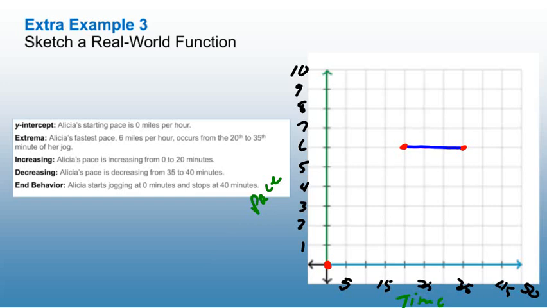It's increasing for the first 20 minutes. That means from 0 to 20, she's increasing her pace. Then decreasing from 35 to 40. The 40 mark would be here, so she is going down from here down to here. So let me do a better line. And that would be a rough sketch of what her pace would look like if you were to graph the data from her phone.